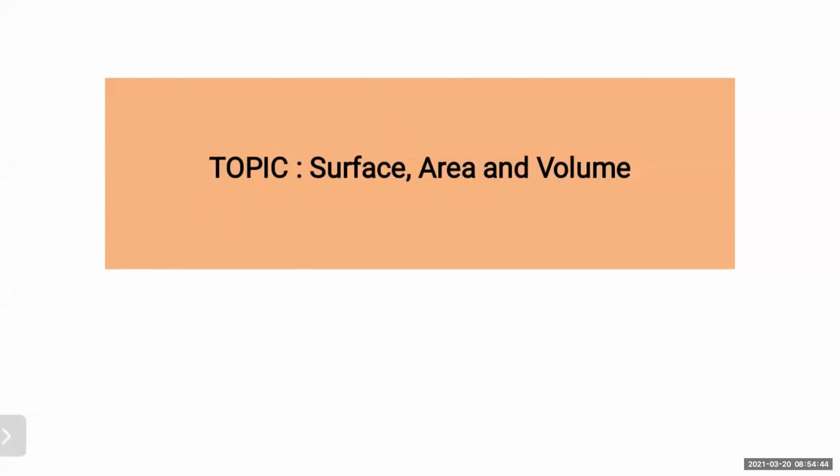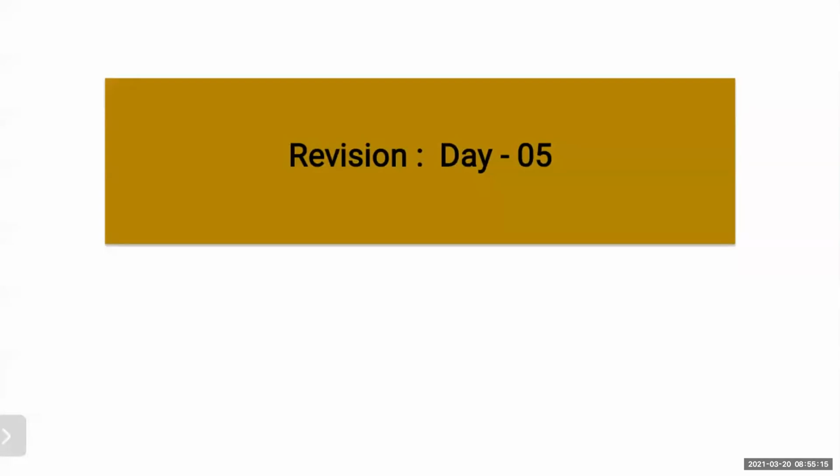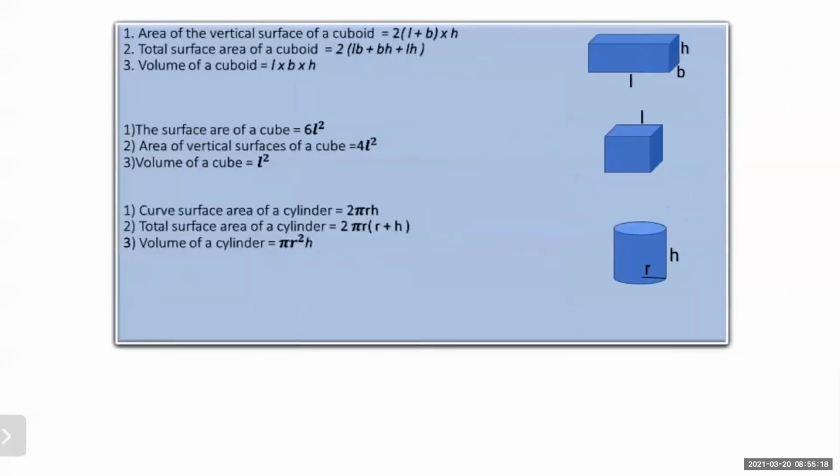The most important thing is that you have to learn the formulae by heart, because in this chapter only the formula is very important. You have to apply the formula, substitute, and you will get the answer. So learning by heart and understanding the formula is very important in this particular topic. This is our revision day 5, and we are starting with surface area and volume. This is chapter number 9 of your maths 2.